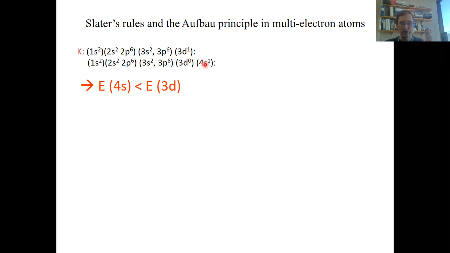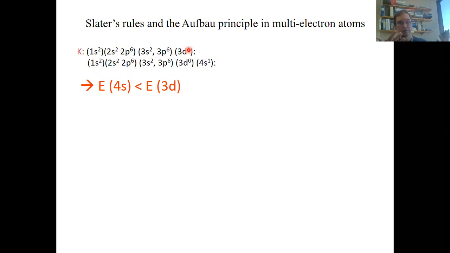Oh no, actually I made a mistake, of course. That is the real electron configuration, the second one. So potassium has 1 4s valence electron. It does not have a 3d valence electron.